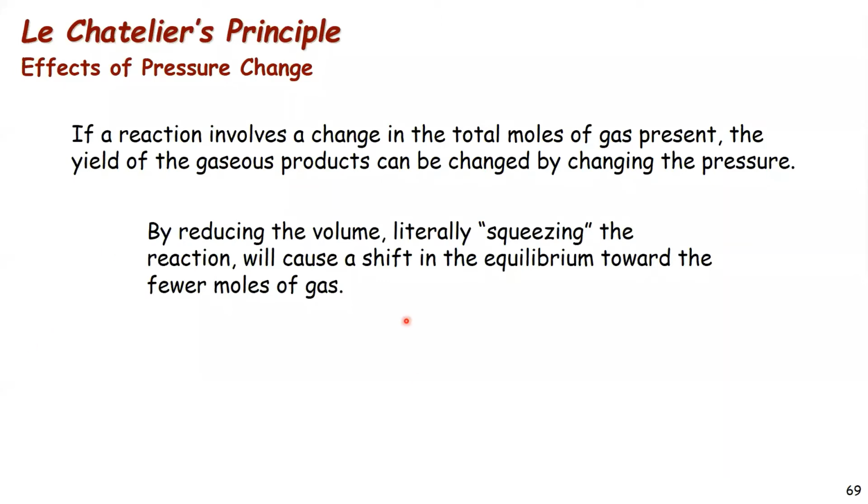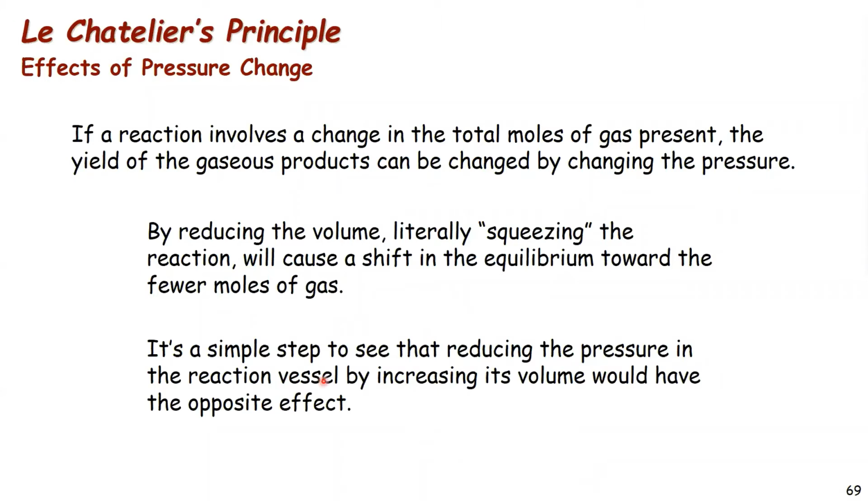So again, by reducing the volume, we literally squeeze the reaction, which is going to cause a shift in the equilibrium to reduce the number of moles of gas, right? It's going to try to reduce the pressure by forcing the chemical reaction to the side that has fewer gas molecules. And vice versa, if I expanded it, if I gave it a bigger volume, right, a lower pressure, the reaction is going to shift to whichever side has more gas particles to try to reestablish that equilibrium again. Okay.